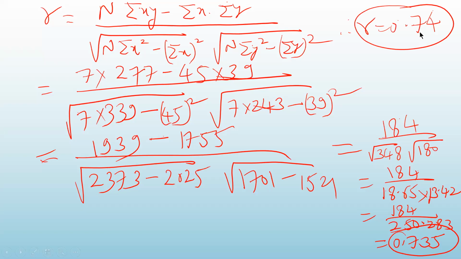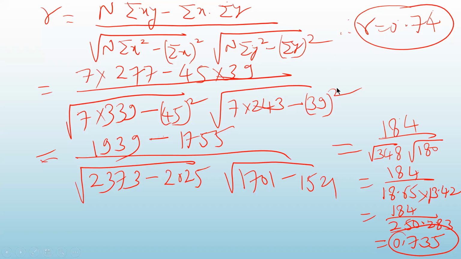This problem is there in the Manan Prakashan book, given in the exercise. Okay, so I hope it is clear. Then you can check the value of R should be between -1 and +1. Here we are getting the value of R to be positive. So that shows a positive correlation between X and Y.